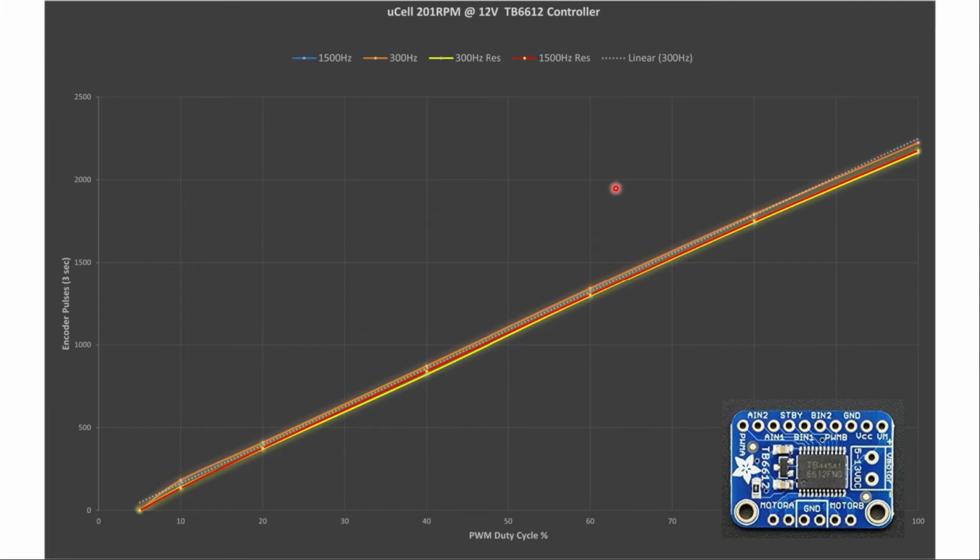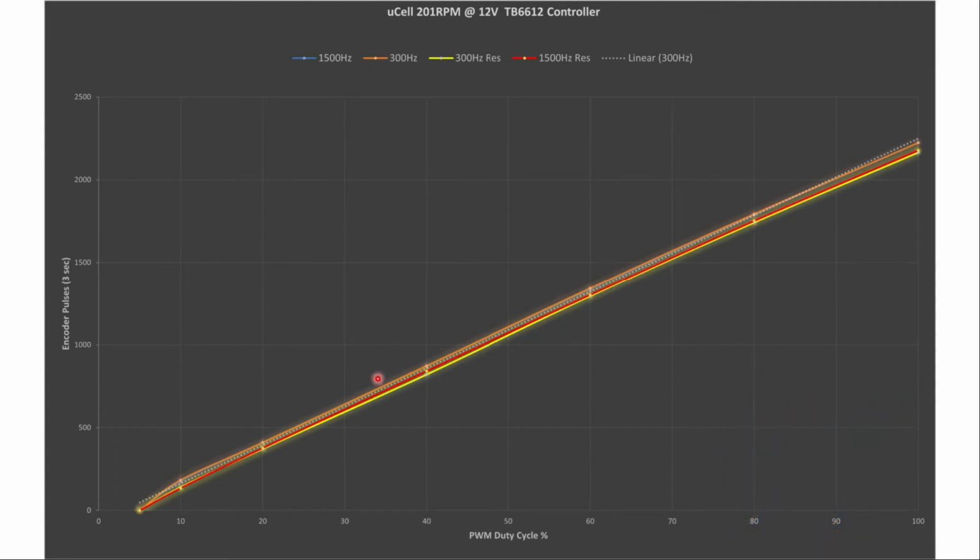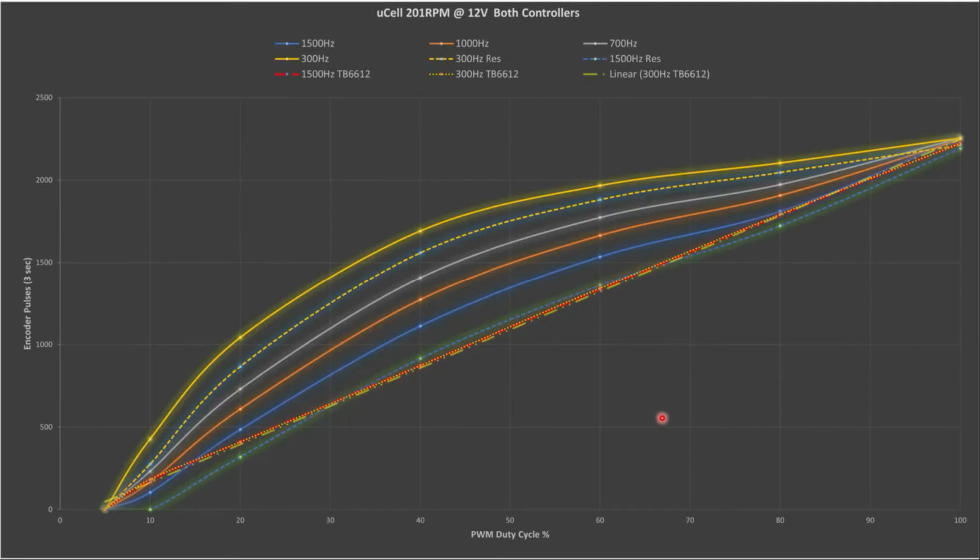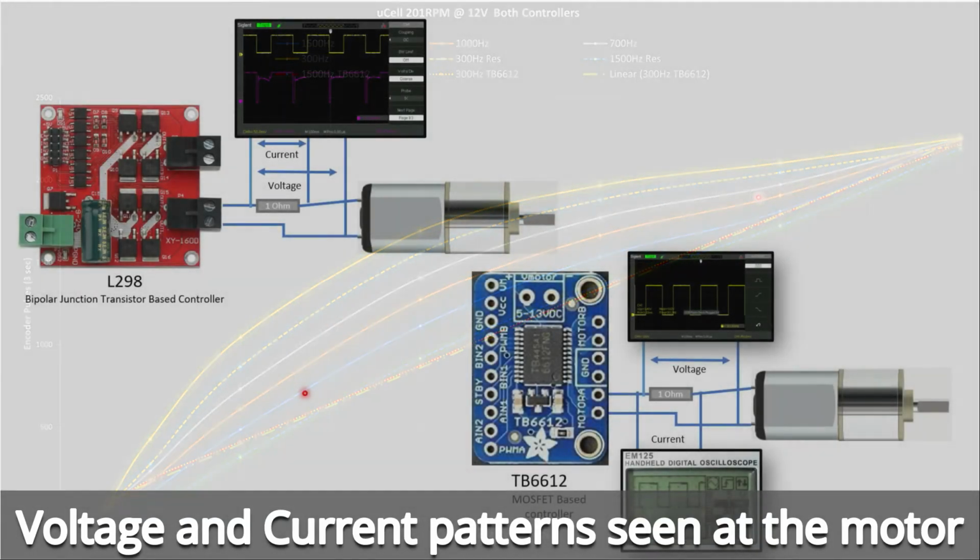And finally, these two here, the yellow and the red, which had resistance on the motor. Although there's an impact here, it seems to be about the same impact over the whole range of duty cycles. So again, very easy to calculate that resistance has an effect, but it seems to have just a certain amount of effect over the whole range. And finally, just having a look at all the results here, you can see that the TB6612 results, this line here, show itself as being much more linear than what I was getting with the L298 controller.